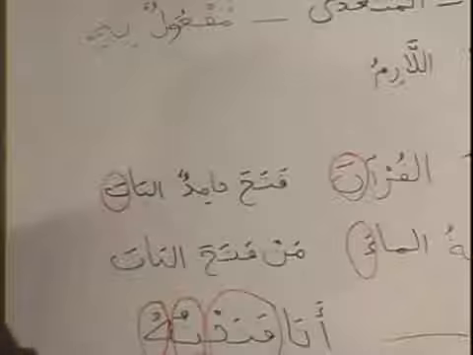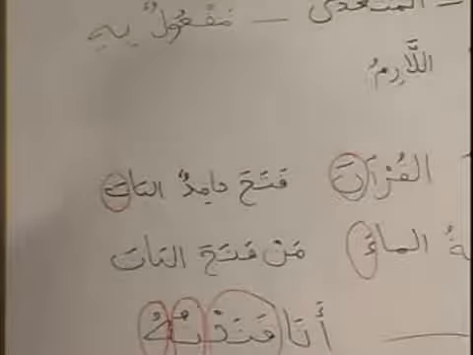So in other words, the damir can come as a maf'ulun bihi, and when the damir comes, it will always be attached, because this damir is damirun muttasilun, an attached pronoun. It cannot come separate. We are going to learn about separate pronouns when they are mansub in book 3, inshallah.